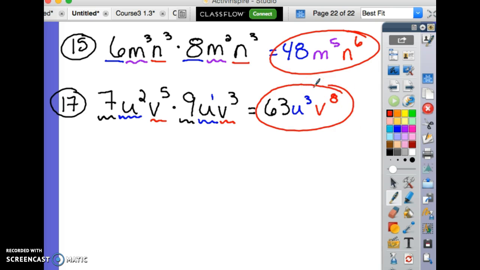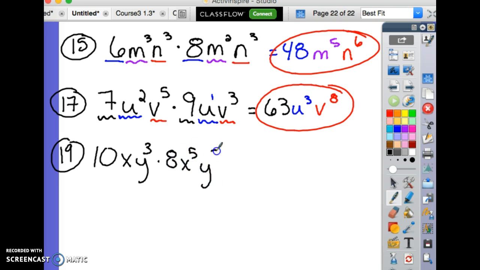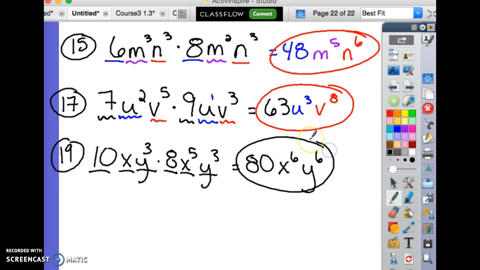Okay, 19. 10x y to the third times 8x to the fifth y to the third. So multiply 10 by 8, that's 80. X and 5 more x's gives me x to the sixth. Y to the third and y to the third also gives me y to the sixth.